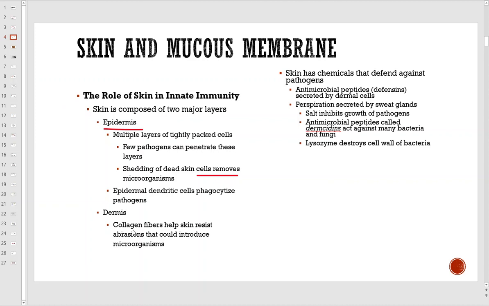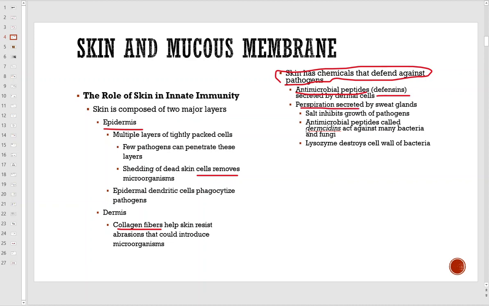As far as the dermis, those collagen fibers just help us keep from having the skin break, and if the skin breaks, then we have lost the integrity of the barrier wall. We talked about this, or at least I have, in the A&P classes when we talk about the skin integumentary system. We also make these antimicrobial peptides. It's kind of like a homemade antibiotic called defensins. The cells of the dermis are going to secrete these.